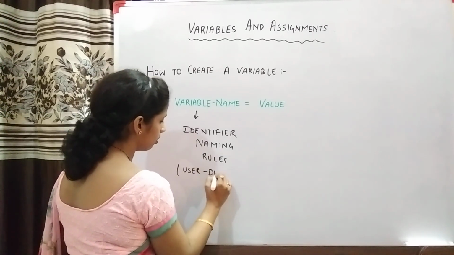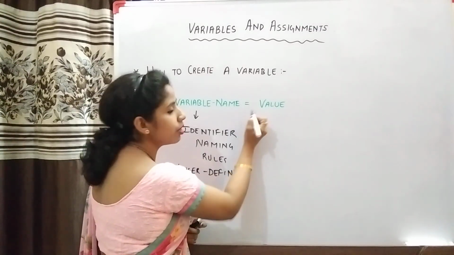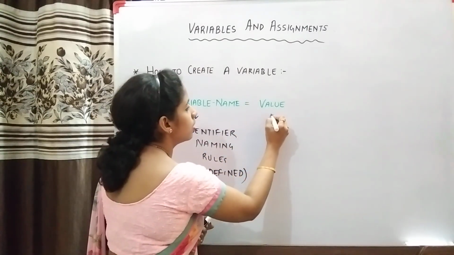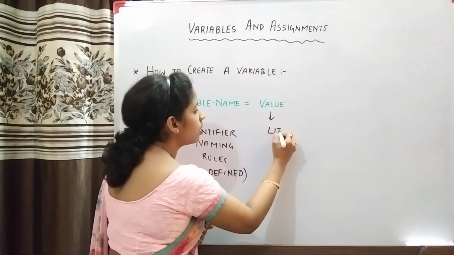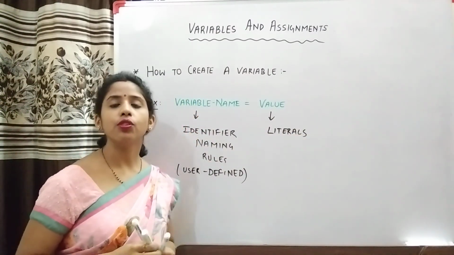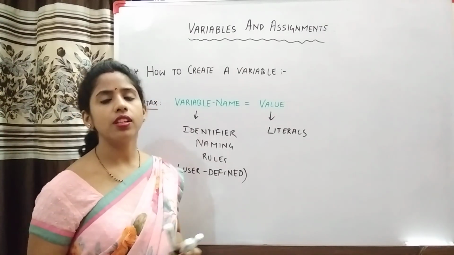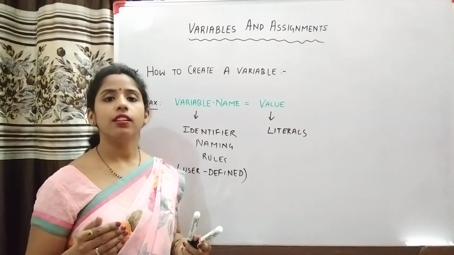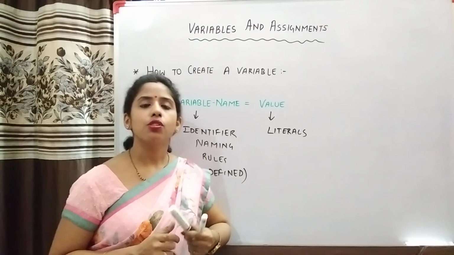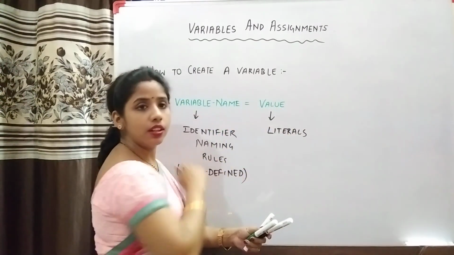Now this can be any name as per identifier naming rules, which means it can be user defined. And this is the assignment operator which has to be there in the declaration of any variable, and then this value can be one of the literals. Literals you have already studied, and you know that there are various types of literals. First is integer literal, float literal, then boolean literal, then none literal, then string literal. So all these types of values can be given to the variable.